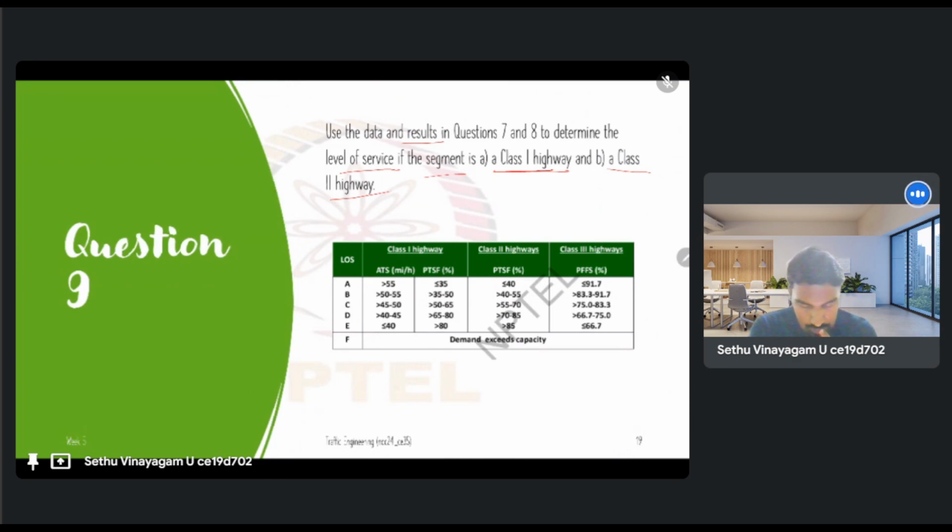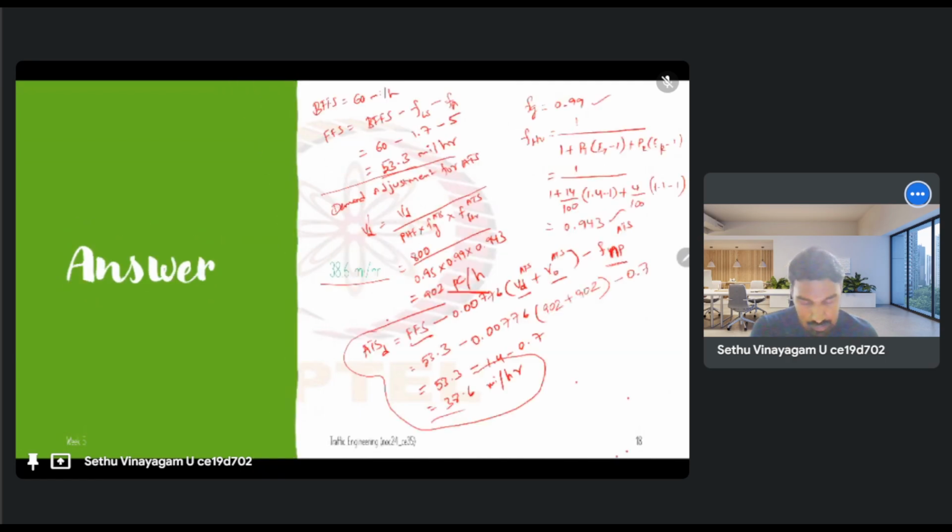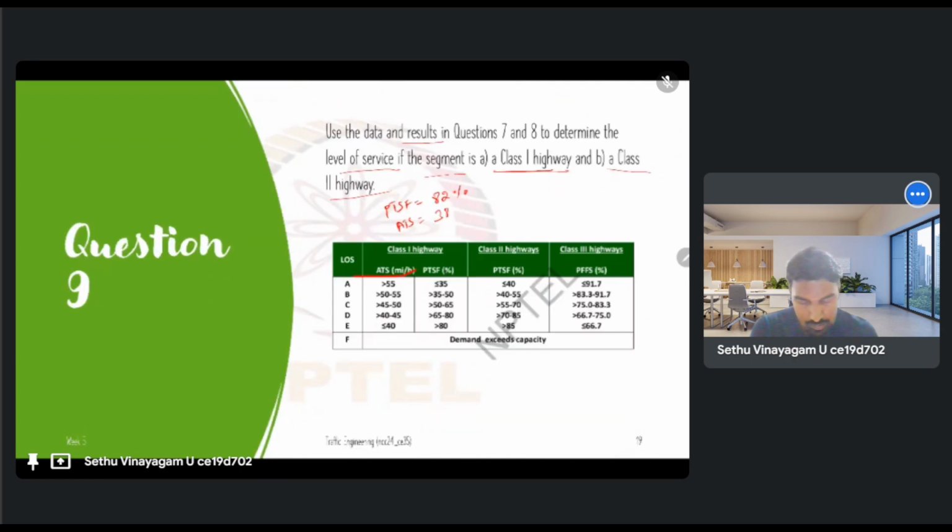So what did we find? We found that the PTSF was 82% and the ATS is 38, right? So let's check. Yeah, 38.6. Right, so we calculated both the performance measures.